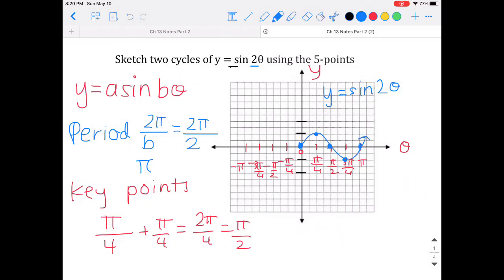Then our other cycle is going to be in the negative theta direction. So from 0, we go to the min for our first interval point. Then we go back to 0, then to the max, and back to 0. So we sketch the left side of our graph like this.